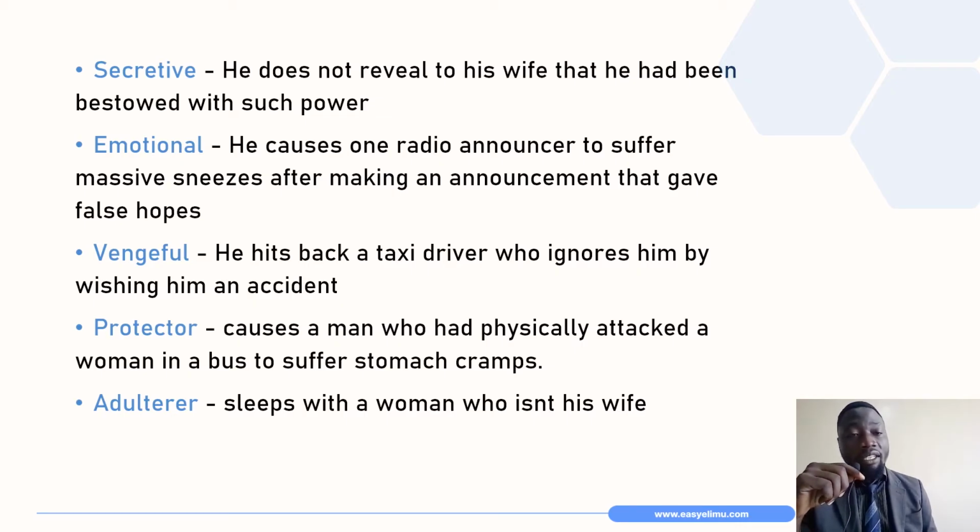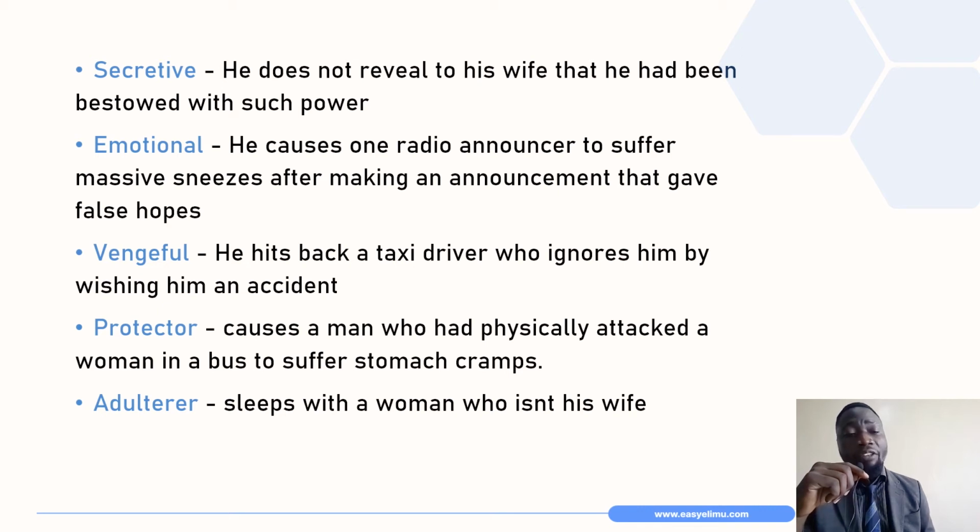There is also the trait that he is emotional. He causes one radio announcer to suffer massive sneezes after making an announcement that gave false hopes. So this made him become emotional, and as a result, he caused the radio announcer to suffer massive sneezes.